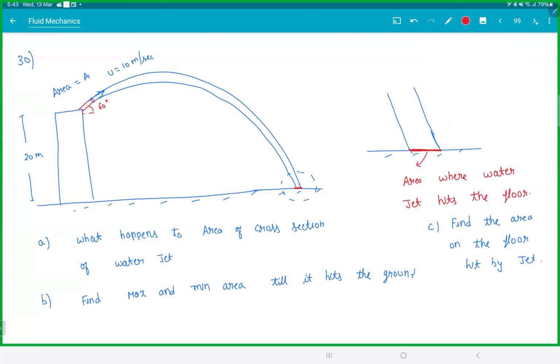Second, what is the maximum area and what is the minimum area? Third, when it hits the ground, it will spread on the ground to a certain area. What is that area on the ground? Anyone not clear with the question? Ask me. Question is clear? Try. You got 2-3 minutes.